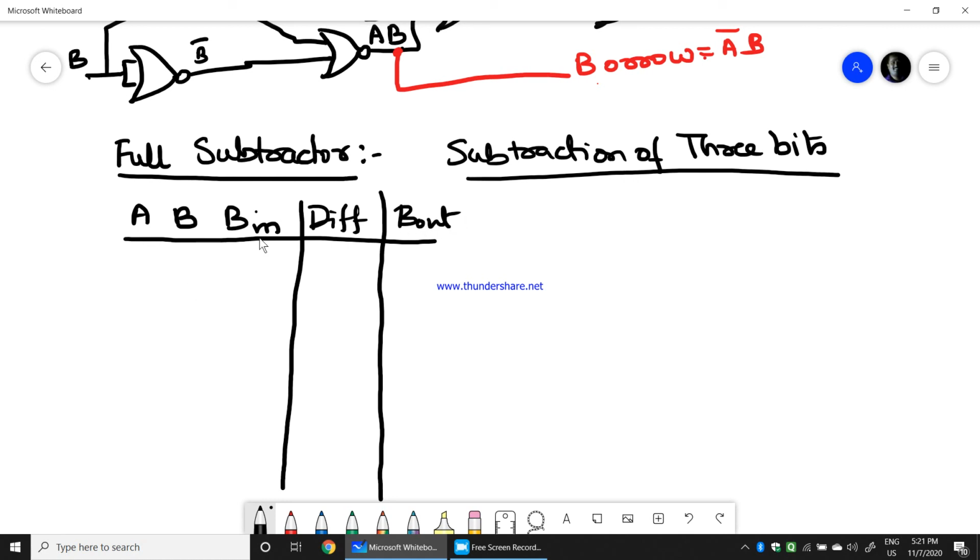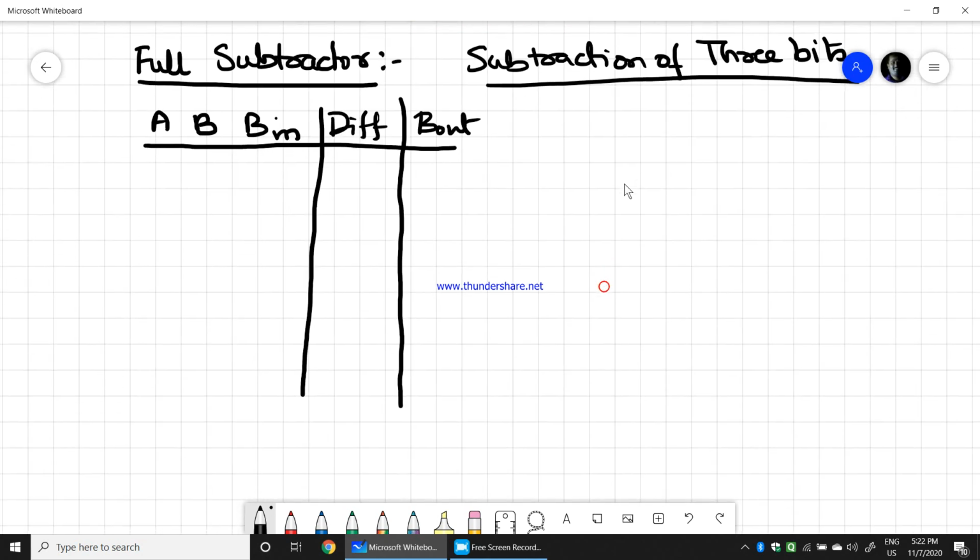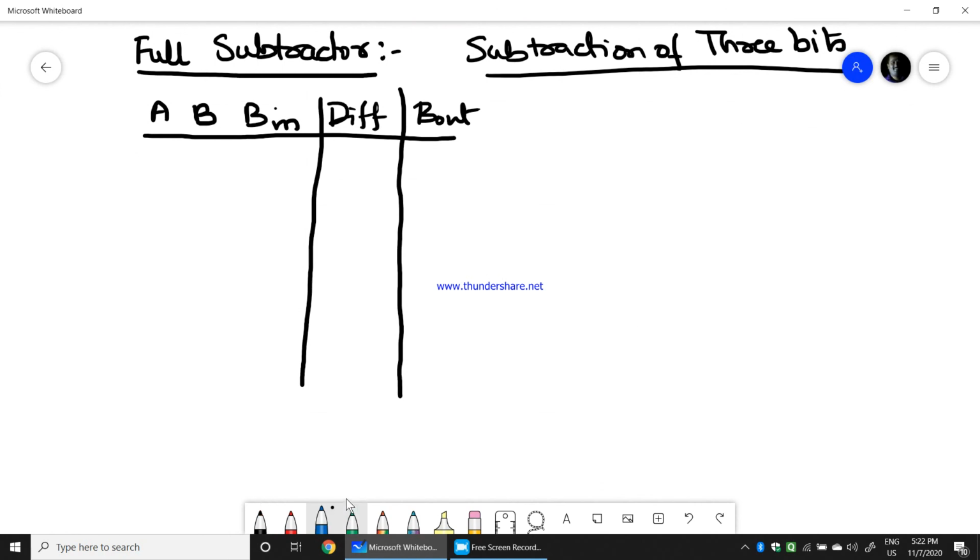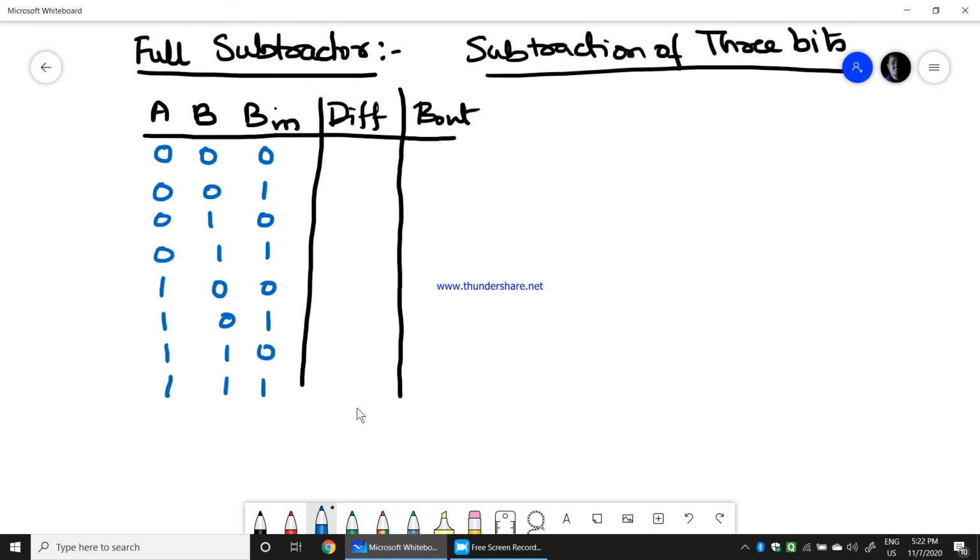As we have 3 bits here, we get 8 combinations. 2 power 3 is 8 combinations. So let me write all those 8. 0 0 0, 0 0 1, 0 1 0, 0 1 1, 1 0 0, 1 0 1, 1 1 0, and all triple ones.